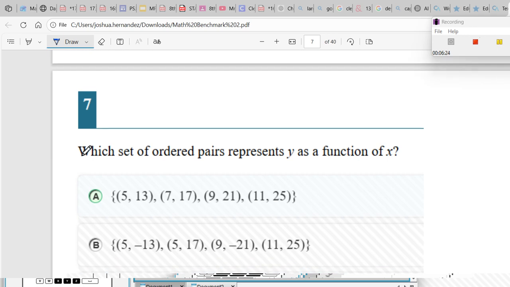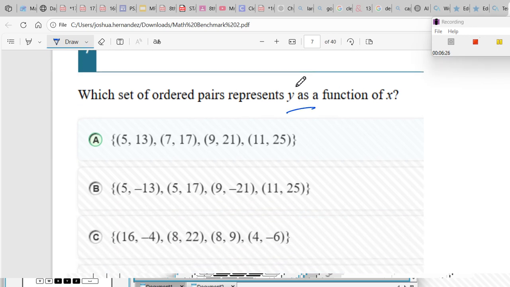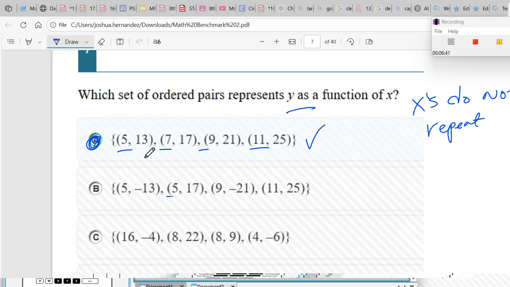No, this is a pretty easy question. Oh, function. Okay, basically where x's do not repeat. So do my x's repeat? No, they don't. So that is a function. These repeat, so not a function. I saw 8 repeat, not a function. 9 repeats, not a function. And again, I'm just looking at the first one. The trick is just looking at the first one.